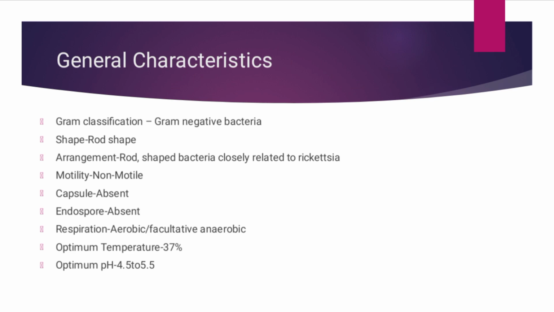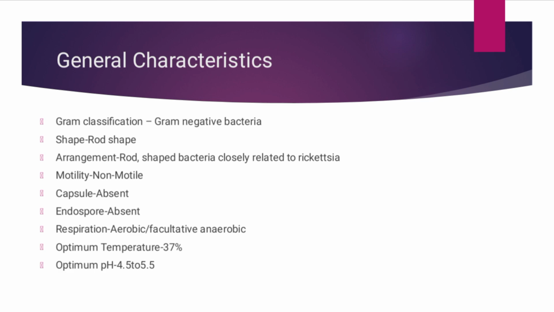General characteristics of Coxiella burnetii. Gram classification: gram negative bacteria. Shape: rod shape. Arrangement: rod shaped bacteria closely related to Rickettsia. Rickettsia is a collection of obligately intracellular gram negative bacteria found in ticks and lice. Motility: non-motile. Capsule and endospores are absent.